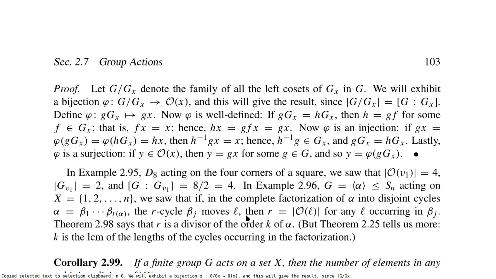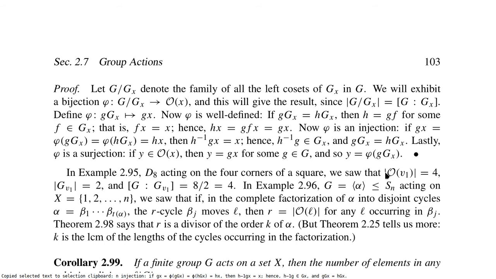Then h inverse times g is going to be in the stabilizer, because when you take the product with x, it gives you that x. So it's in the stabilizer. Then the cosets are equal. Okay, so that proves injection, right? If you take gx equal to hx, you get the cosets are equal. So that implies injectivity.